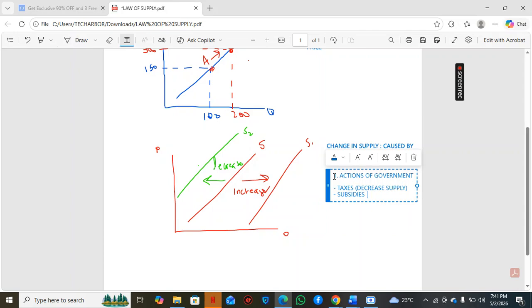Just like there is the war in Iran, so certain businesses in Zambia are going to be affected by high costs of production because fuel is going to go up. So what the government can do to help those businesses is subsidize their businesses, maybe give them some money, maybe lower some taxes, so that these businesses can still stay afloat and produce more. So subsidies will increase supply.